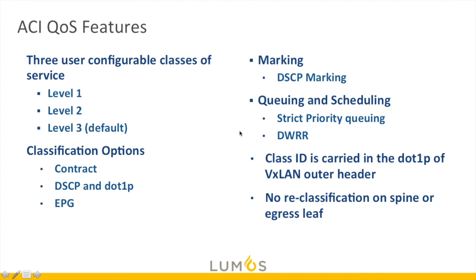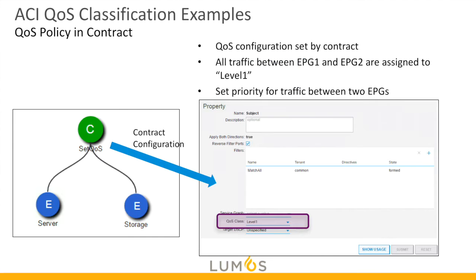Marking, we can do DSCP marking. Queuing and scheduling, we have strict priority queuing available or deficit weighted round robin. The class ID is carried in the .1p of the VXLAN outer header, and no reclassification is allowed on the spine or the egress leaf.